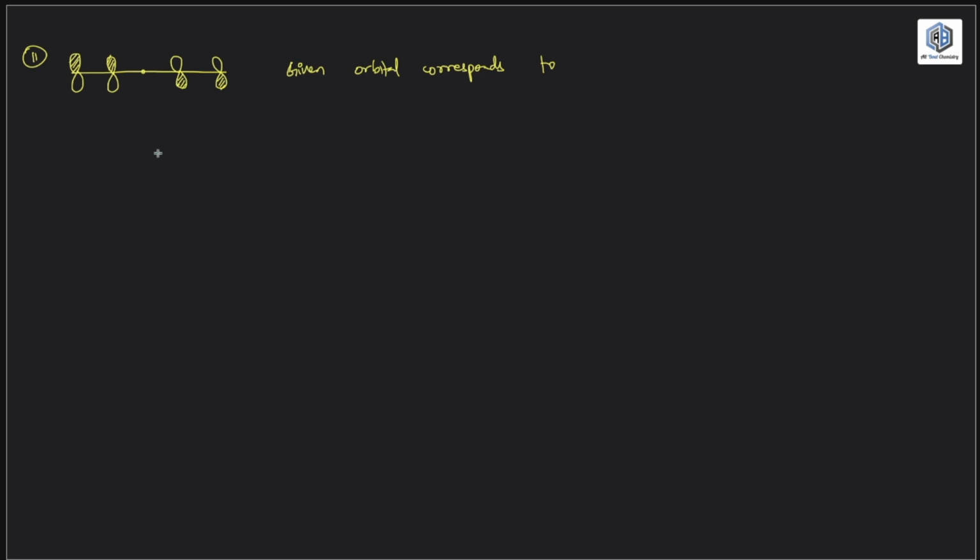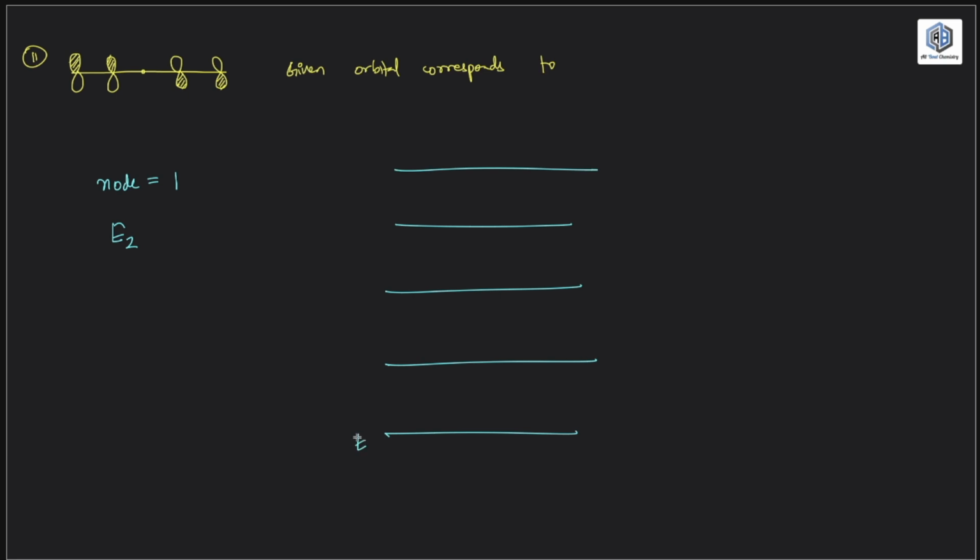Okay, there were different options like HOMO of this, LUMO of this, something like that. So for this you have to first of all find out the number of nodes. You just have one node here, so this corresponds to the second energy state E2, and cyclopentadienyl has how many energy levels? 5 energy levels, right? You have E1, E2, E3, E4 and E5.